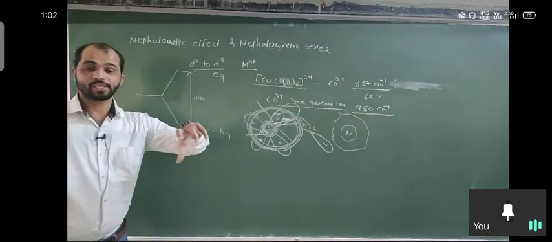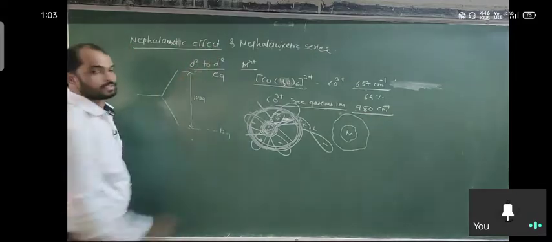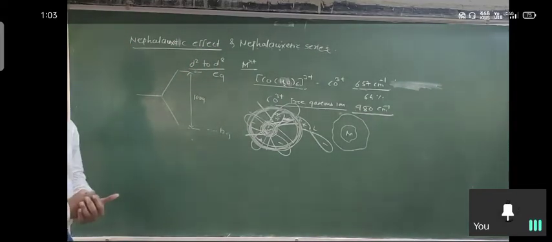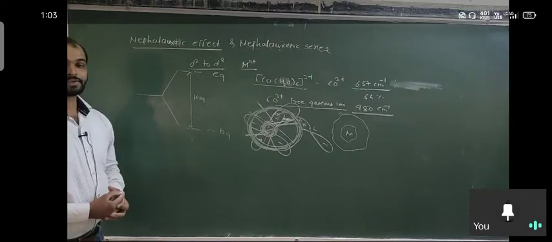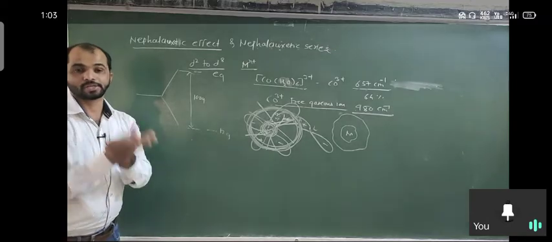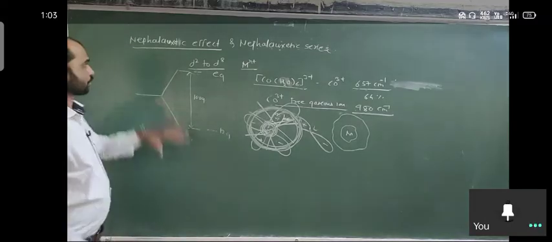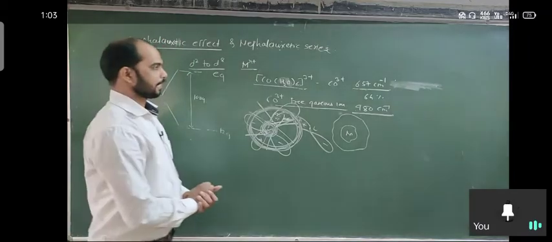This cloud expansion is called the nephelauxetic effect. This expansion of the d electron cloud is called the nephelauxetic effect. Nephelauxetic means cloud expansion. This is the Greek word which is used. So the effect is called the nephelauxetic effect.